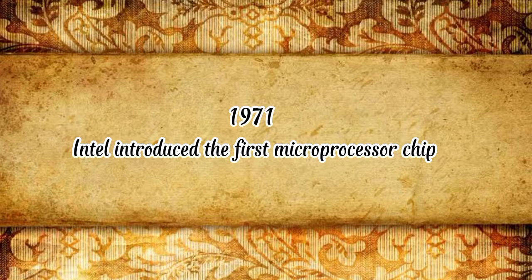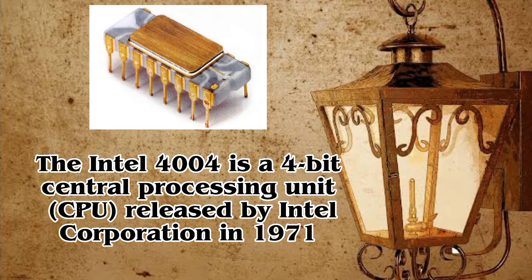1971, Intel introduced the first microprocessor chip. The Intel 4004 is a 4-bit central processing unit, or CPU, released by the Intel Corporation in 1971.